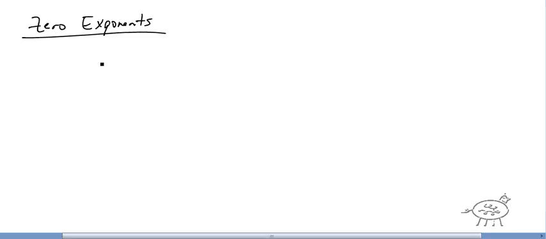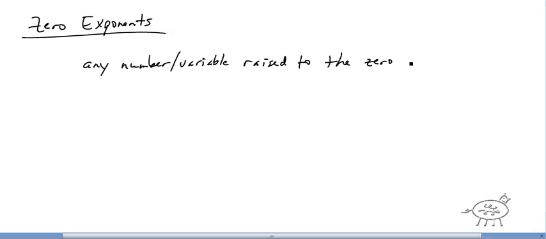Basically, this is the deal. Anything to the zero power, so any number or variable raised to the zero power equals 1. That's it. That's what you have to know. Anything raised to the zero power equals 1.